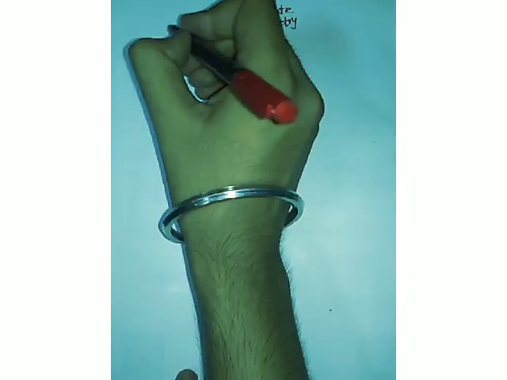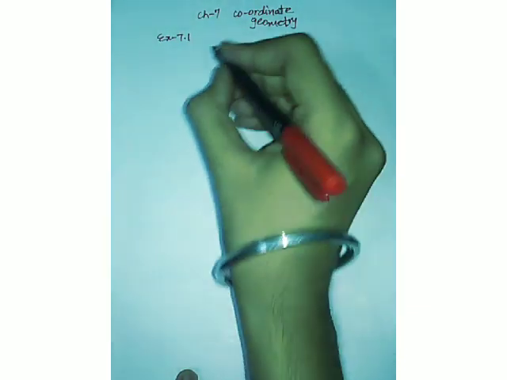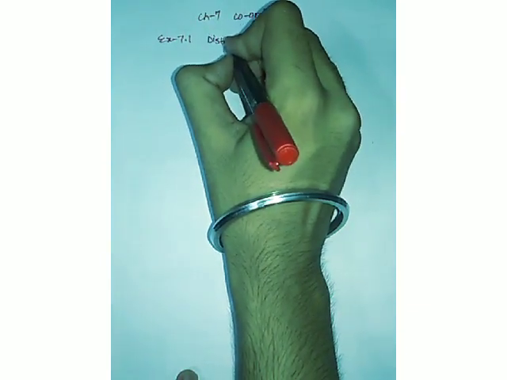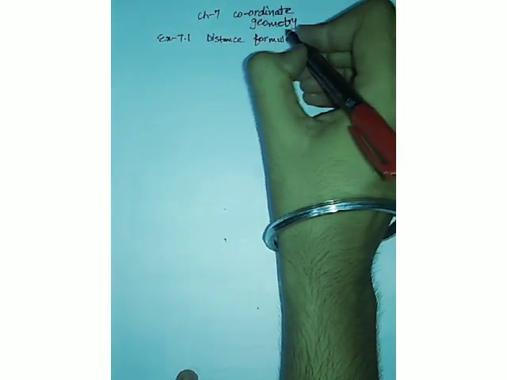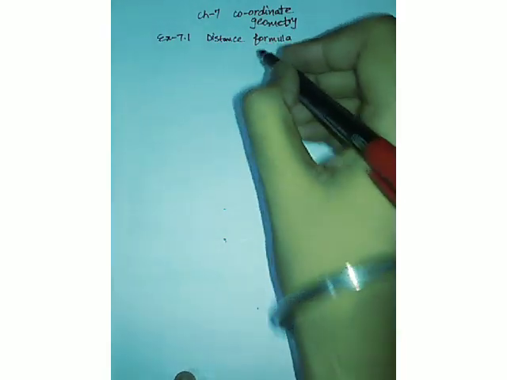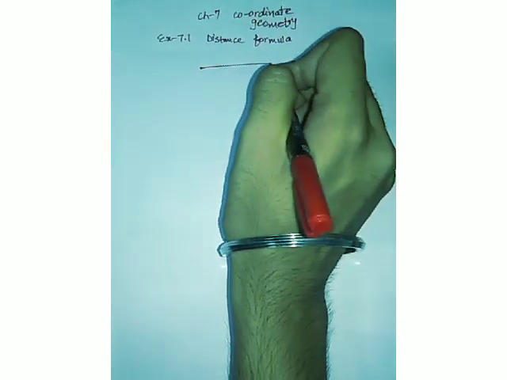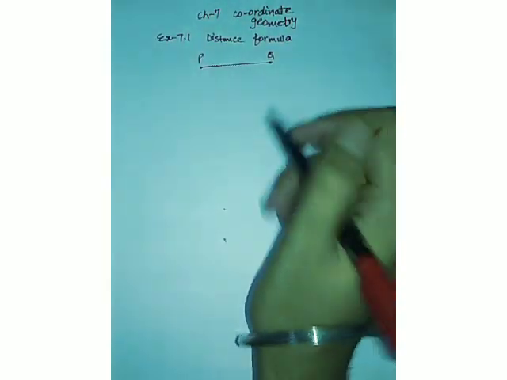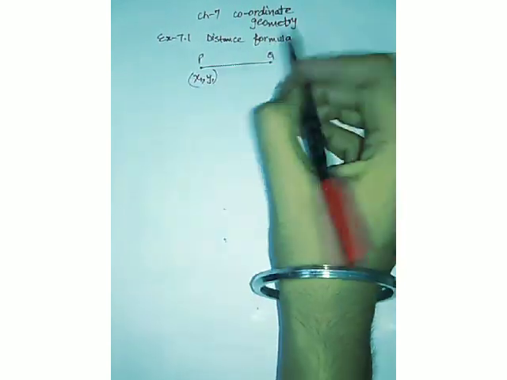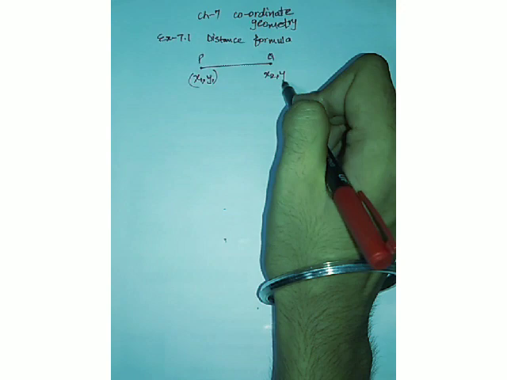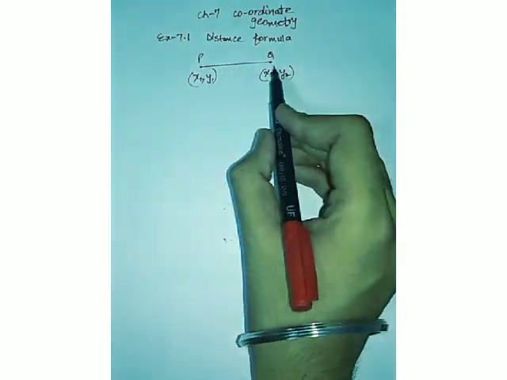So let's start with our first exercise, that is exercise 7.1. This exercise is completely based on the formula, that is distance formula. All right, firstly we'll study what the distance formula is, and then we will apply it on some of the examples. Consider there are 2 points in the xy plane. One point is P and the second point is Q. The coordinates of the first point are x1 y1. The coordinates of the second point are x2 y2. Clear? We have to find the distance between these 2 points.